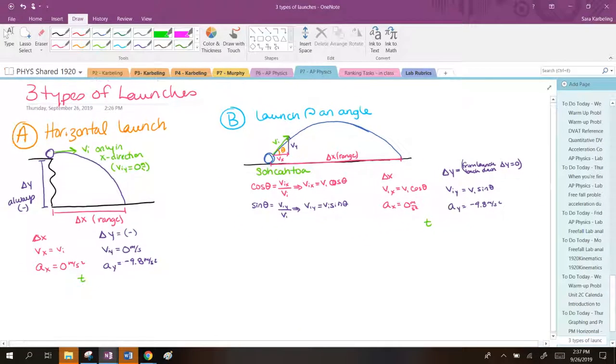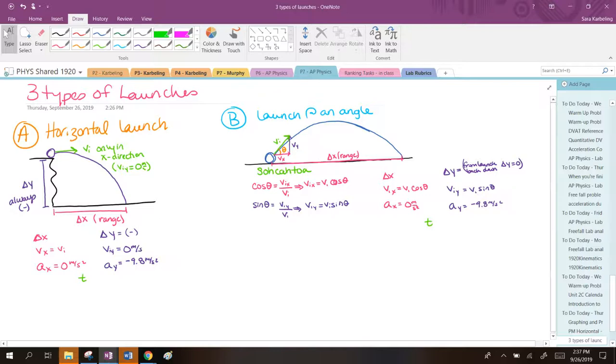All right, that's A, that's B. Letter C is simply a combination of the two. Letter C is a pitcher pitching a ball, or a volleyball player hitting a ball that then eventually lands on the ground, or launching some sort of thing off of a cliff at an angle. Here's the object, and instead of going straight, now it's going to go up and come back down.